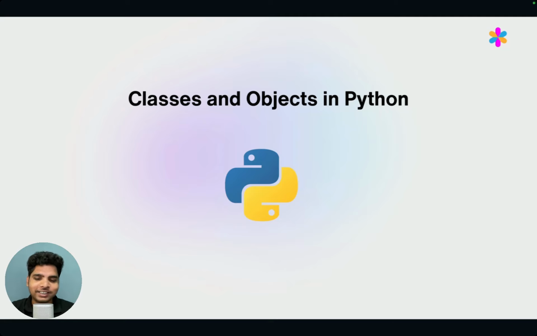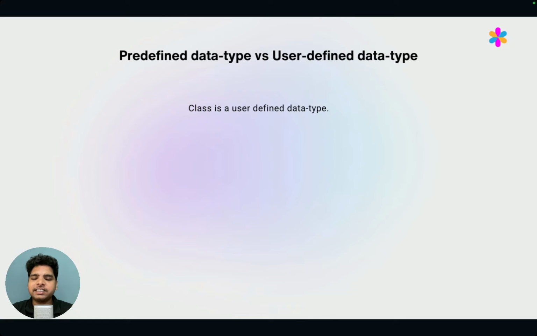So let's start. First, let's discuss what the predefined data types and the user-defined data types are. Previously, we have discussed integer, float, string, list, tuples, dictionary, set. All these data types are already present in Python. That's why these are called predefined data types.